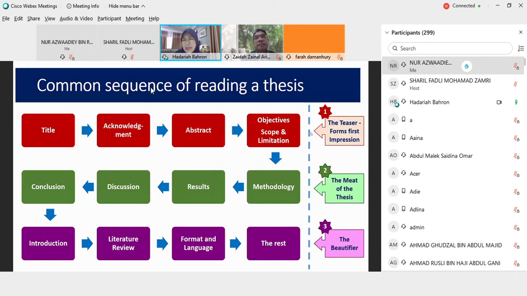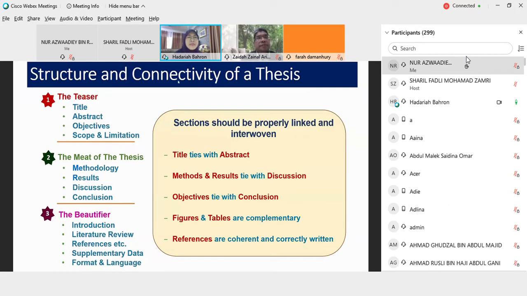As I have outlined here, the teaser, the meat of the thesis, and the beautifier next. So, the structure and connectivity of a thesis. This is something that is extremely important. Sections should be properly linked and interwoven.